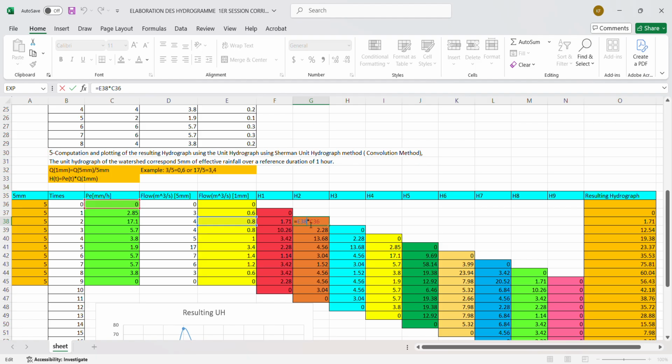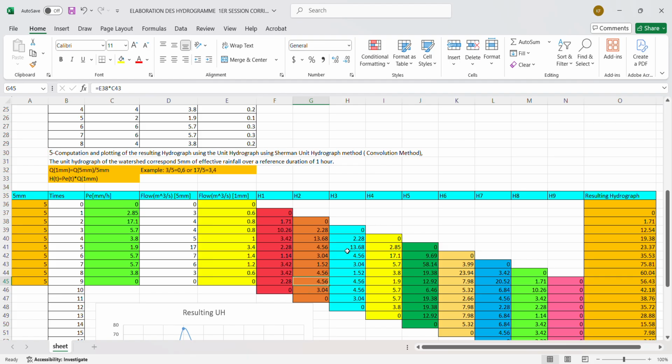H2, we have this value. H2, we have 0.8 times 0, we have this value. You also do this: 0.8 times here, you do the same process. Take this, we look at this. We have this value, 0.8 times effective rainfall at 6 hours. We have this value. Okay, you do the same.